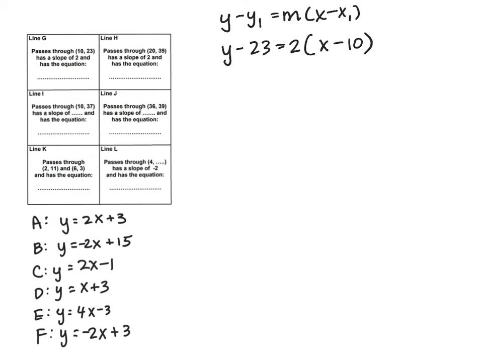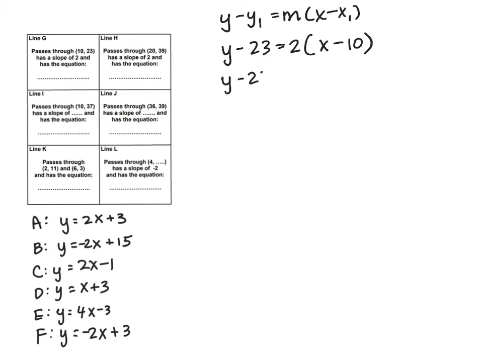All right, let's start with G. So it tells you it has a slope and they give you a point. So let's use our point-slope formula. That would make sense. Remember, it's y minus y1 is the slope times x minus x1. So that y we don't change. We're going to change the y1 to 23. Is equal to the slope times x minus the x1, which was 10. All right, that was our first step to substitute.